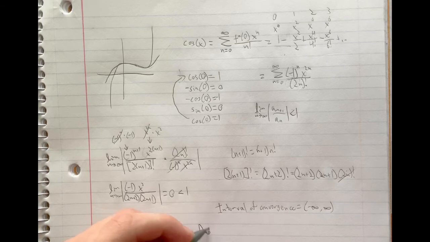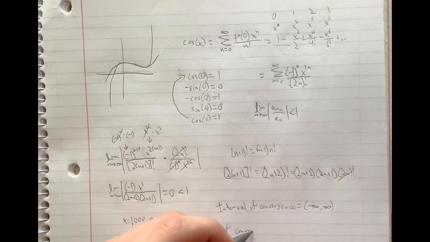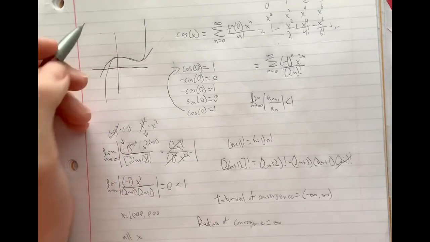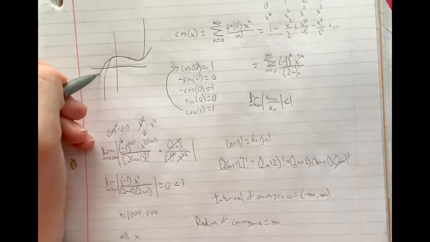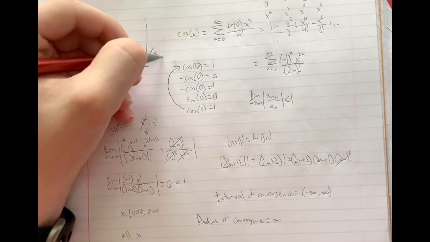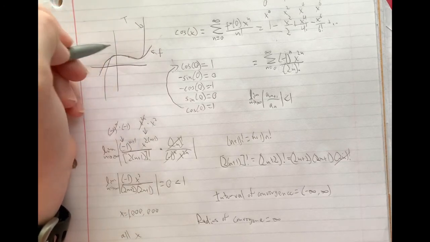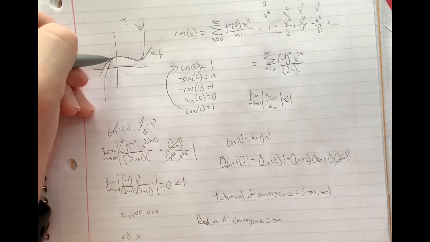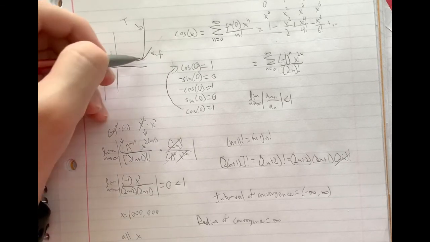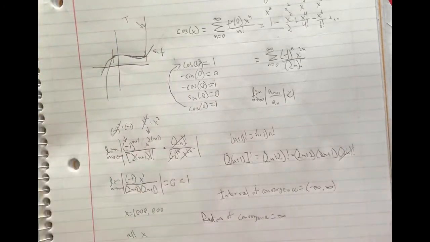So the radius of convergence also equals infinity. Now, if it's something like this example that I drew, that I don't actually have a function for, if this is our function f, and this is our Taylor series, as you can see, it only approximates exactly to these endpoints. So this would be the interval of convergence, and the radius of convergence would be this x distance here.